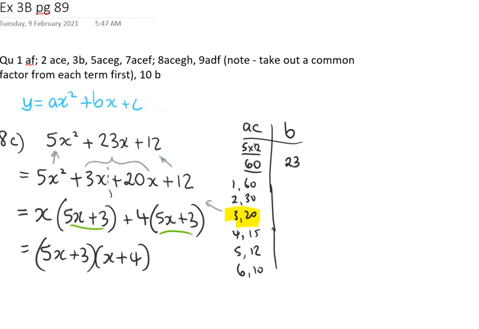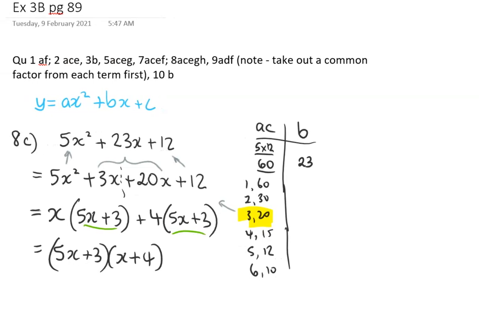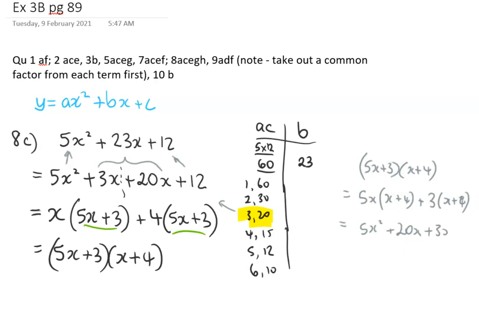Now, just to confirm, if I start with the 5x plus 3 and the x plus 4 and expand it, that's going to be 5x lots of x plus 4 plus 3 lots of x plus 4. If I multiply that out, 5x times x is 5x squared, 5x times 4 is 20x, 3 times x is 3x, 3 times 4 is 12. And you can see 20 plus 3, 23x, that I'm back to where I started. So that's an example of factorising.